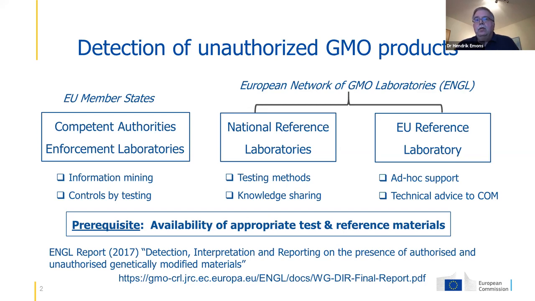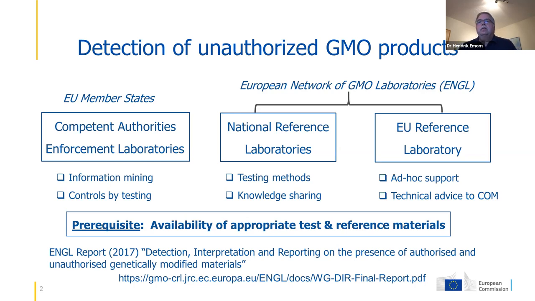And how they are going to do this, and this is the case not only for non-authorized GMO products, but also for other non-conforming products. Well, there is, on the one hand, what I would call information mining. So you get information either from producers, from internet searches, patent searches, and other things. And then there's also the element of controls by testing. And what I mean here is really laboratory testing by the various enforcement laboratories.